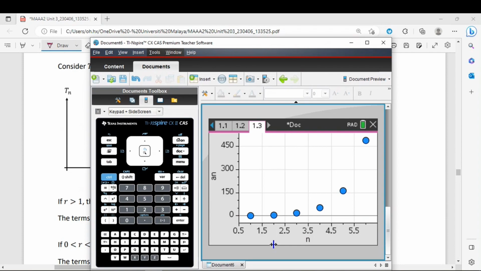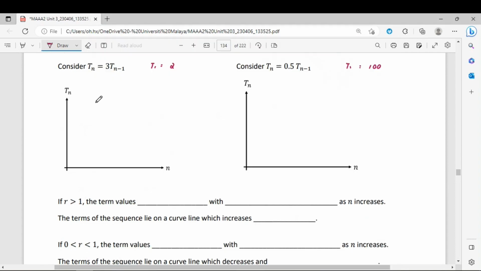Okay, so you can see that this is the graph for the An. Be noted that actually this 2 doesn't lie on 0. So you can see this is actually x equals 1, y equals 2. So this one, x equals 2, then y equals 6. The reason you can see it is very near to 0 is because this value is too far away already. So that's why they have to be very near to the 0 here.